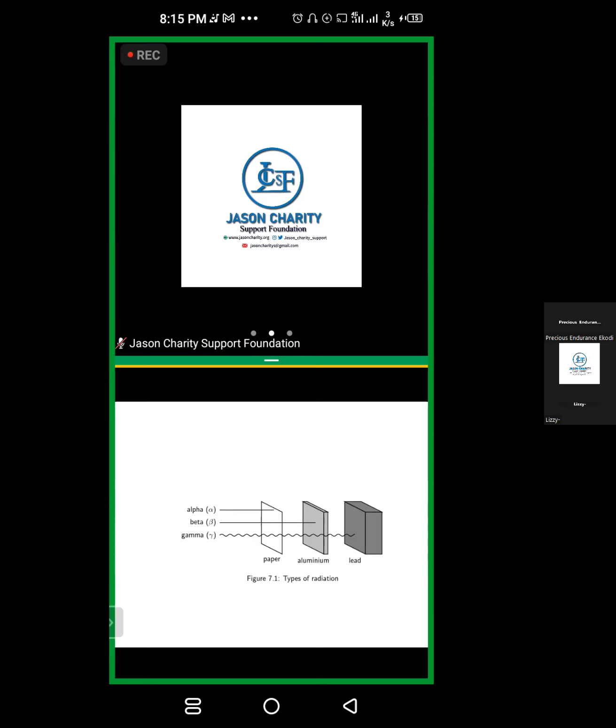Now, this shows how the type of radiation actually moves and what blocks them. We see alpha there, blocked or absorbed by paper. We see the beta blocked by aluminium, but we see the gamma ray passes through paper, passes through aluminium, but is blocked by a lead block, or in some other cases, concrete. Something very hard has to actually block it for it not to move on. So these are types of radiation.